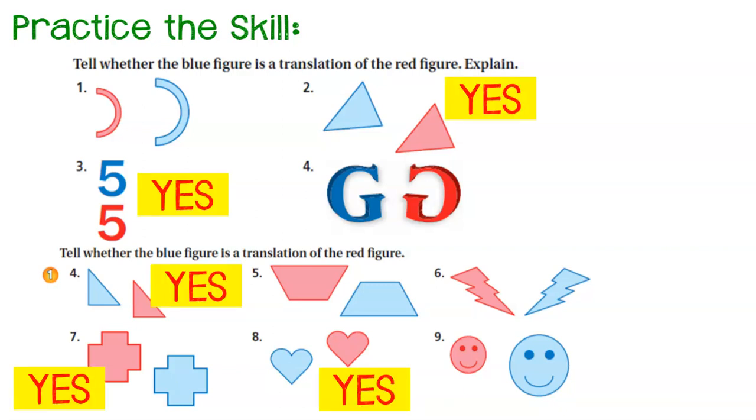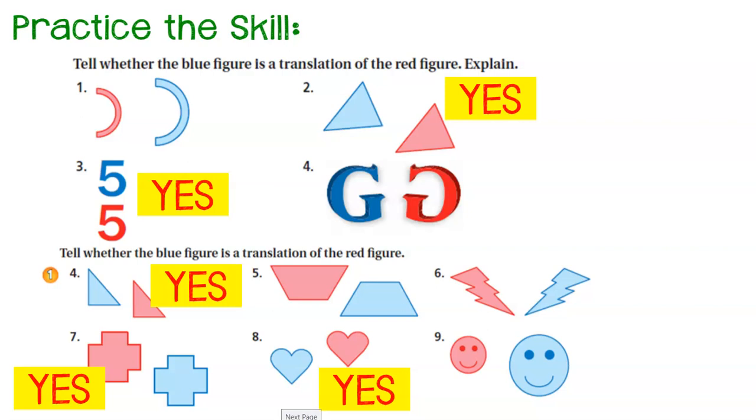Notice with number 1 that the size of the red backward C is much smaller than the size of the blue backward C. So that is not a translation. For number 2, if I have a red triangle and I slide it to this blue triangle, they still remain the same shape and size.